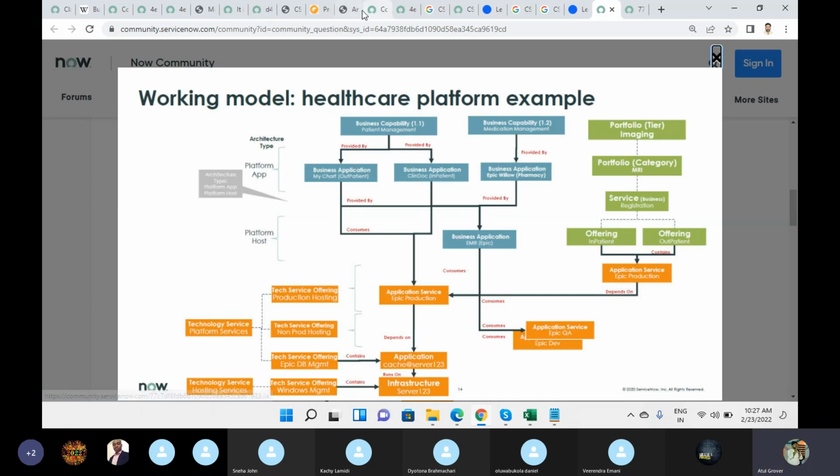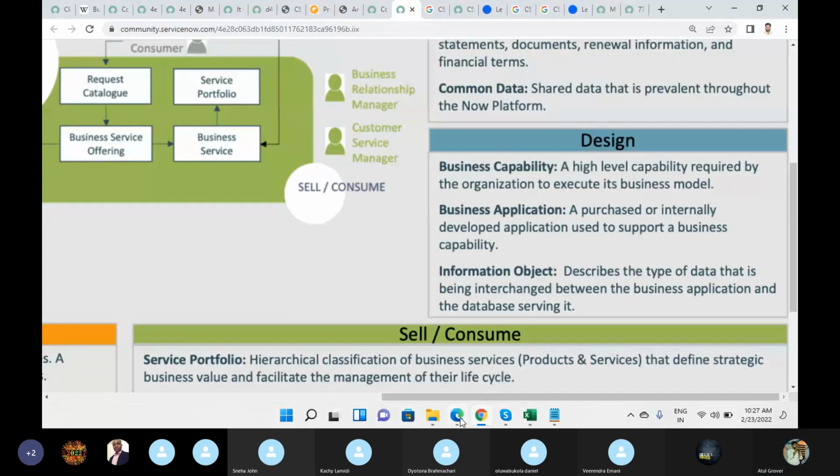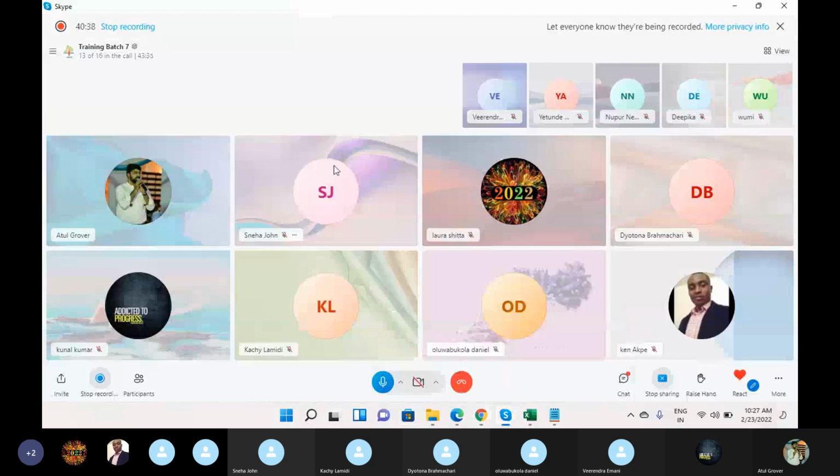Clear till this point, everyone? Any doubt? Let me come back here. Saran, Rupur, Deepika, Bhumi, Kane, Kunal, Avi has dropped out. Lay, Catchy, Sneha, Laura. Good. Good to go, right? Yeah. Okay.